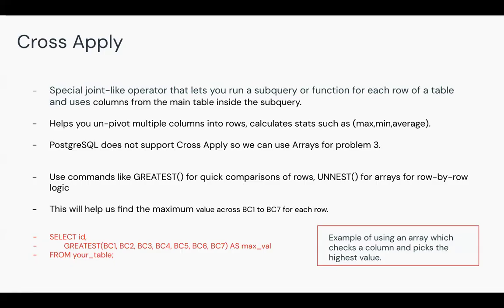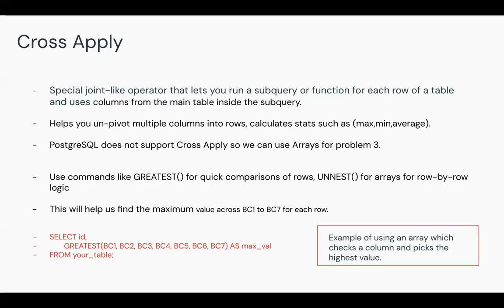So we are basically given a table with an ID, which is a unique identifier for each record that contains 7 different blood pressure readings and test scores. And we're supposed to write a query that returns the ID along with the maximum value across blood pressure 1 to blood pressure 7 columns for each row. So a cross apply is basically like a join-like operator that lets you run a query for each row of a table, and it uses columns from the main table inside the subquery. It basically helps you unpivot multiple columns in a row, and you can easily calculate the maximum, minimum, average, median.